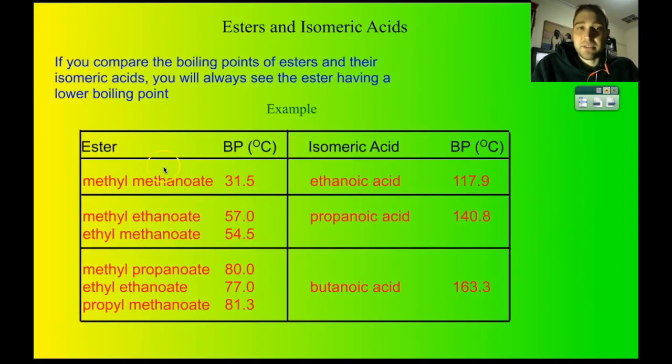If we compare the isomeric acid to the ester in terms of boiling point, we can see the isomeric acid has a much higher boiling point compared to any of the esters that are isomers of it. Here we can see there's an 80-degree difference between these two, and it's a similar effect all the way through. The isomeric acid has a higher boiling point than the ester that it's an isomer of.